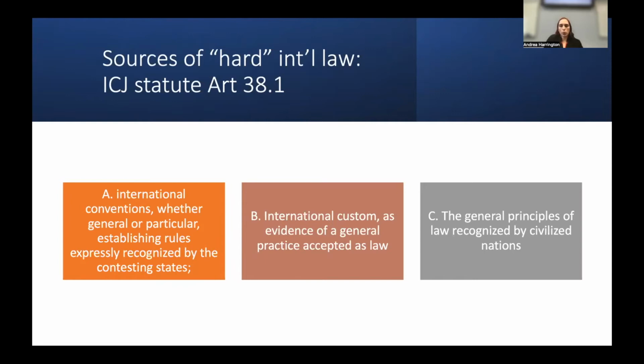And then general principles of law, so harmonization of laws across legal systems to represent that states have accepted the same principle, right? In all three cases, states have accepted, consented to these rules of law, and they are all binding rules of law. That's going to be relevant in our hard law versus soft law discussion.